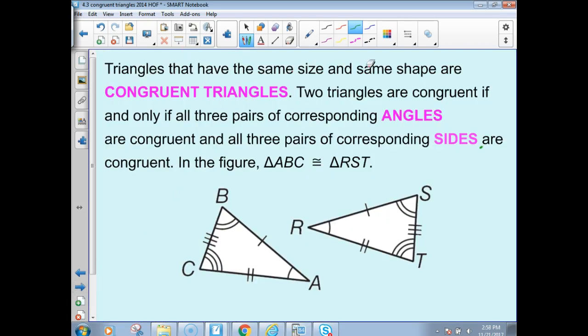Okay. Triangles that have the same shape and size are congruent triangles. You've got a few things to fill in at the top on your worksheet, right? Two triangles are congruent if and only if all 3 pairs of corresponding angles are congruent and all 3 pairs of corresponding sides are congruent. I just did it in a little bit different order. I said sides then angles last time. Doesn't matter. In this figure, which is the same as what was in our ISN, triangle ABC is congruent to triangle RST.